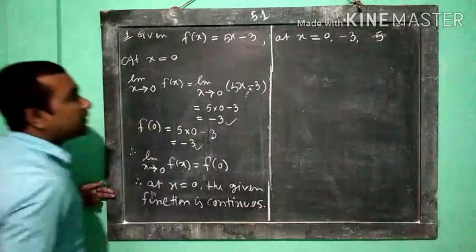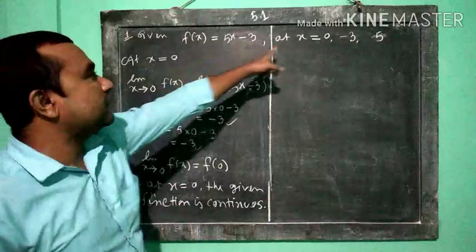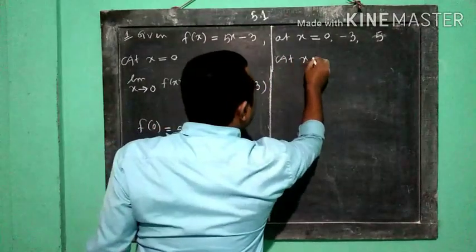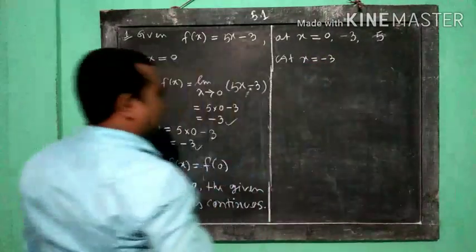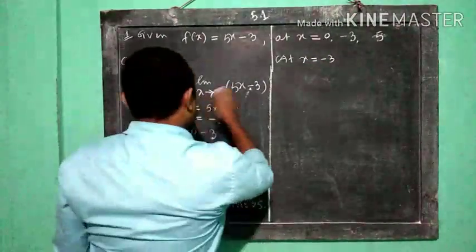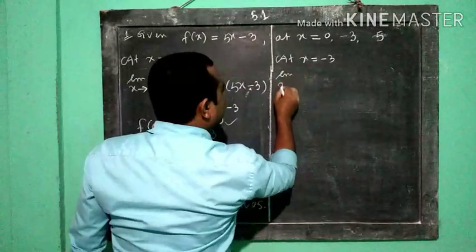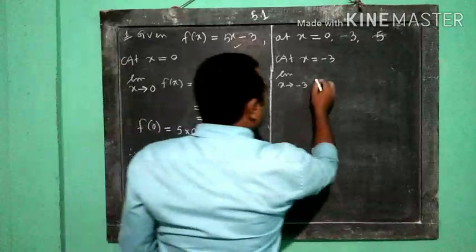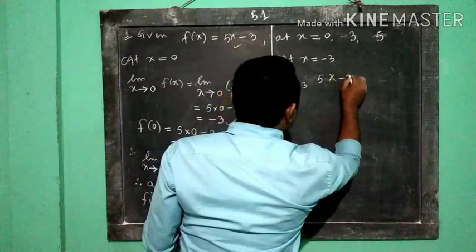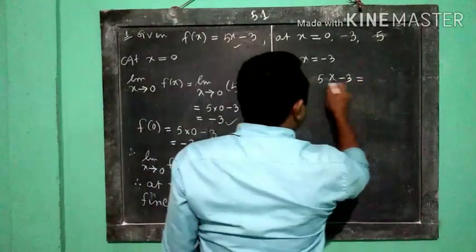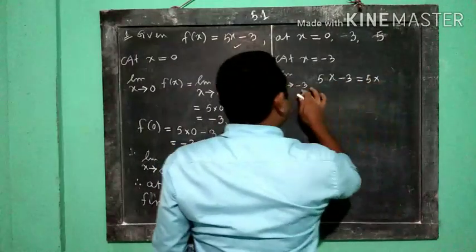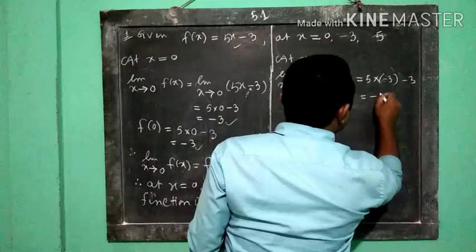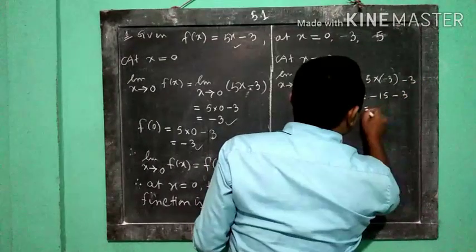This is complete. Now we are going to check at x = -3. Similarly, you write here the limit as x tends to -3 of f(x), which is 5x - 3. So the value is 5 into -3, minus 3, which is -15 minus 3, equal to -18.